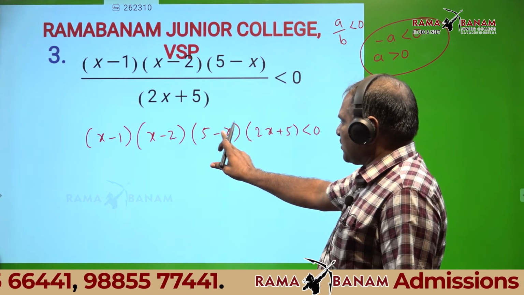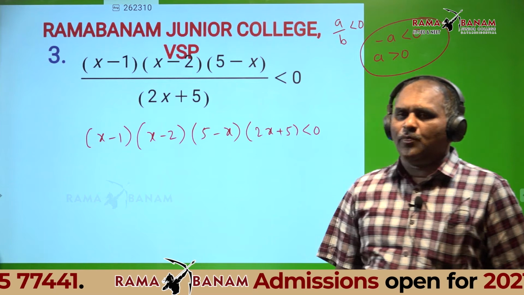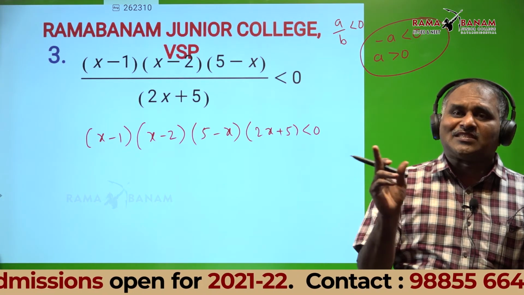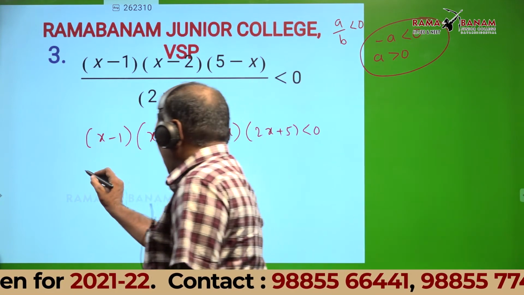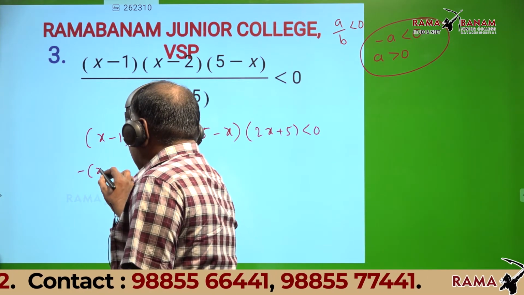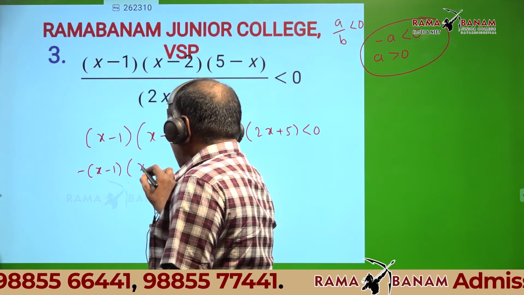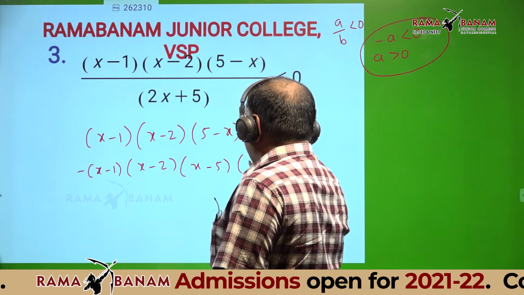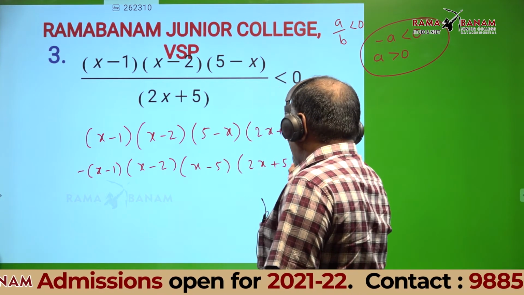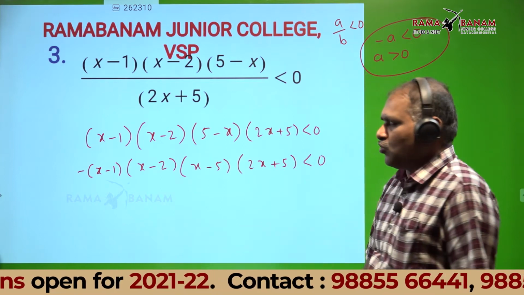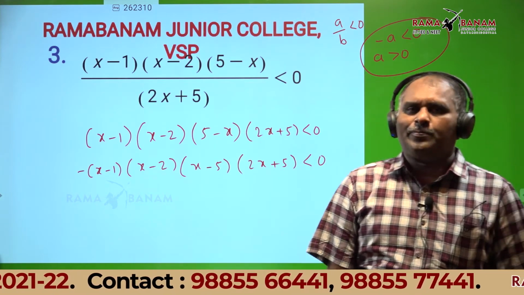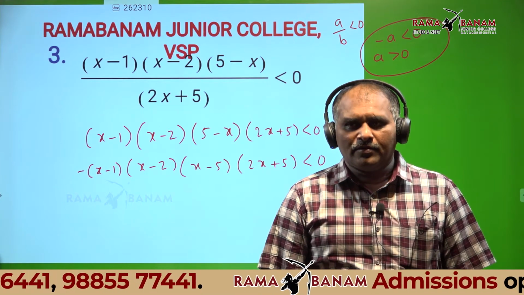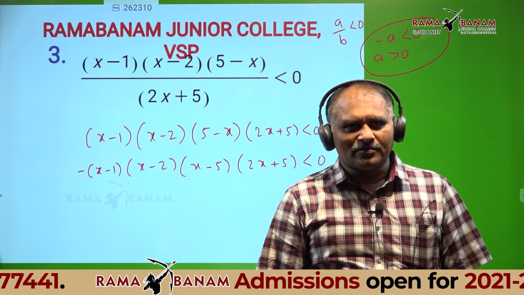Here, in this third bracket, 5 minus x is there. You can take minus common. Minus common means minus of (x minus 1)(x minus 2)(x minus 5)(2x plus 5) is less than 0. Any doubt about this step? Anyone? Any doubt?